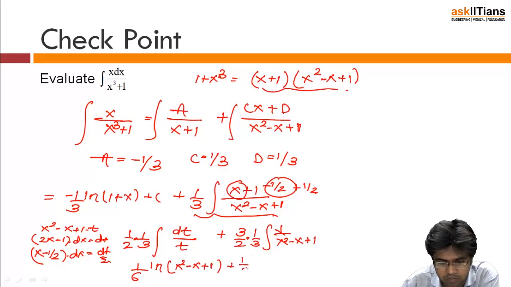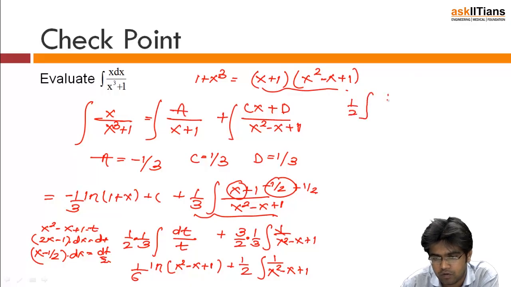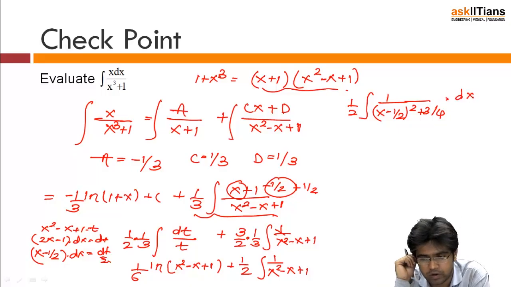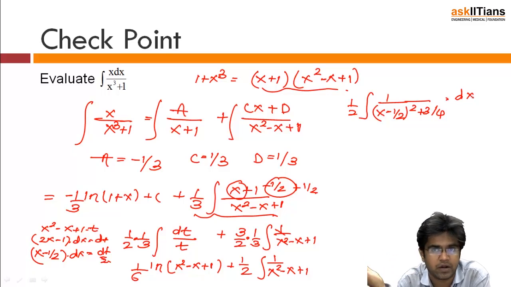Now what about this part? 1 by 2 integral of 1 upon x square minus x plus 1. I can solve it by making a whole square. Look how. 1 upon 2 integral of 1 upon, what I can write as (x minus 1 by 2) whole square, that means 1 by 4, so left over is plus 3 by 4 dx. I made a whole square at the bottom. If you open it, you get x square, then minus 2x into 1 by 2, so that will be minus x and plus 1. So plus 1 by 4 plus 3 by 4 will make it 1.